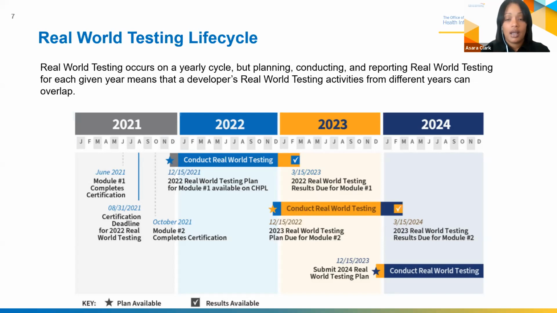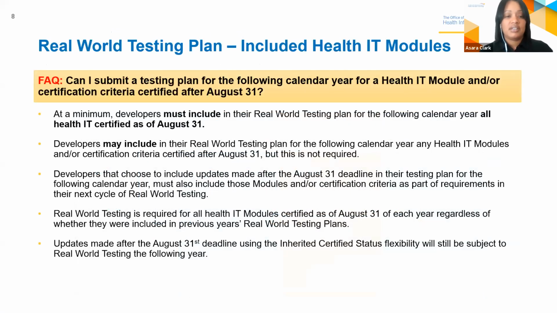So there's a lot of overlap with the real world testing planning, conducting, and reporting requirements that ONC has put out for these conditions and maintenance of certification. And so you just want to make sure that you are staying up to speed with your ONC ACB, and that you're planning appropriately and accordingly for any certifications that you have as of August 31st of each and every year, okay?